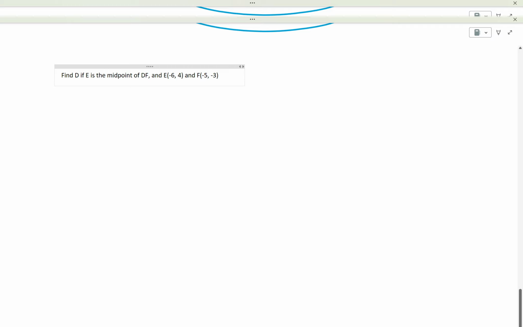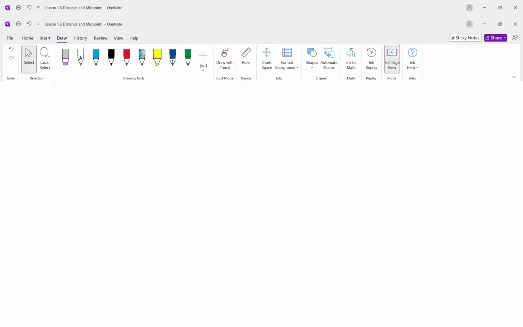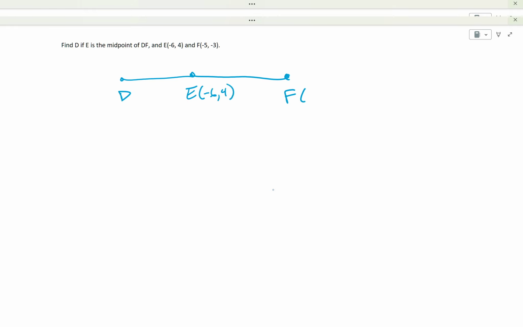All right. Here we go. Let's see what this looks like. Okay. E is the midpoint of DF. So I'm going to draw this. You don't have to, but this helps me make some sense of this. So I have D, I have E, and I have F here. Okay. E is between D and F. Now let me actually mark this guy. So this guy E is going to be negative 6 comma 4. F is negative 5 comma negative 3. And then this guy D is what I don't know, x comma y.